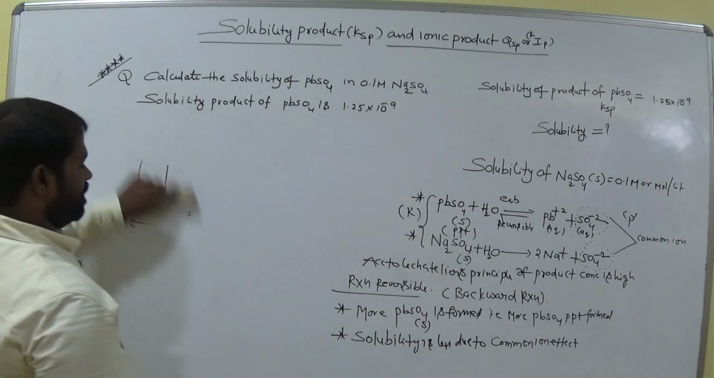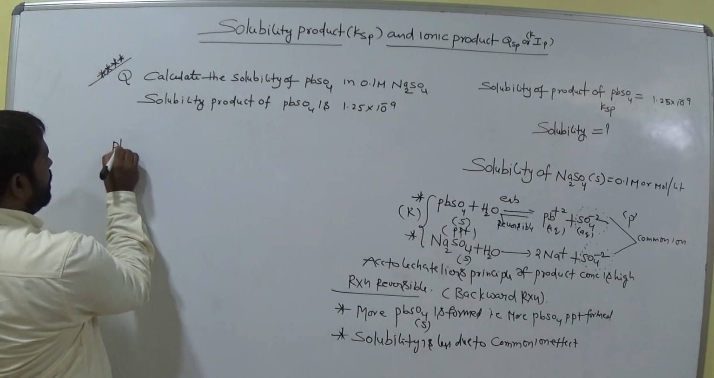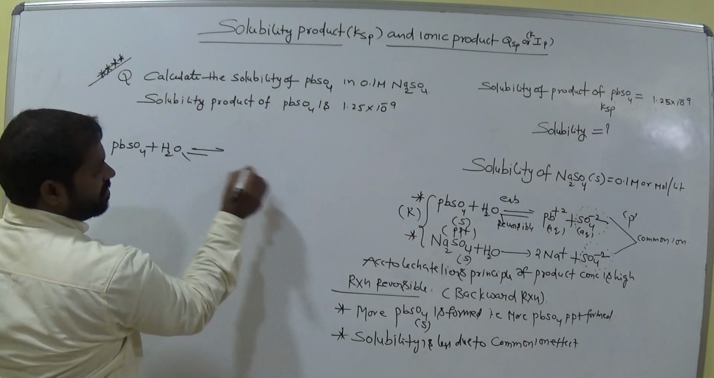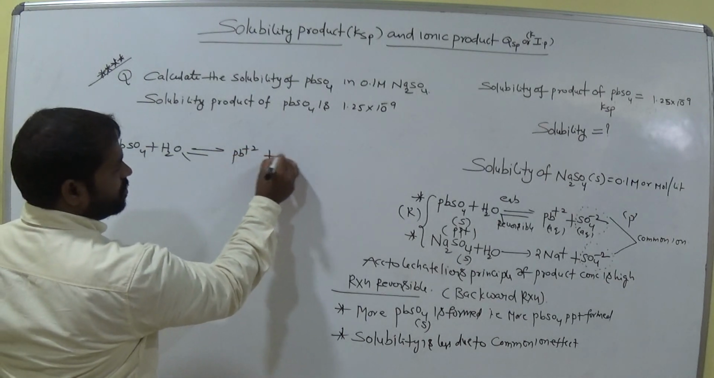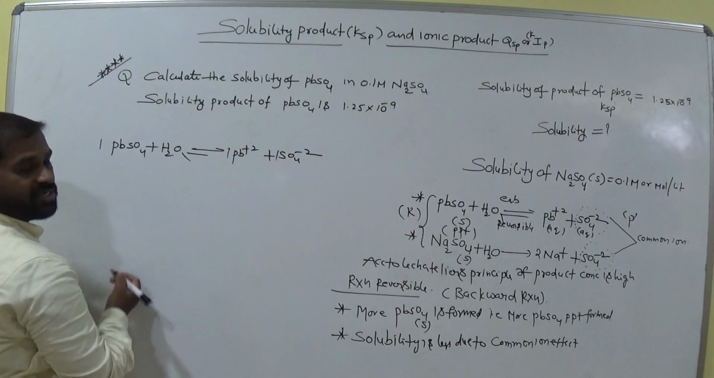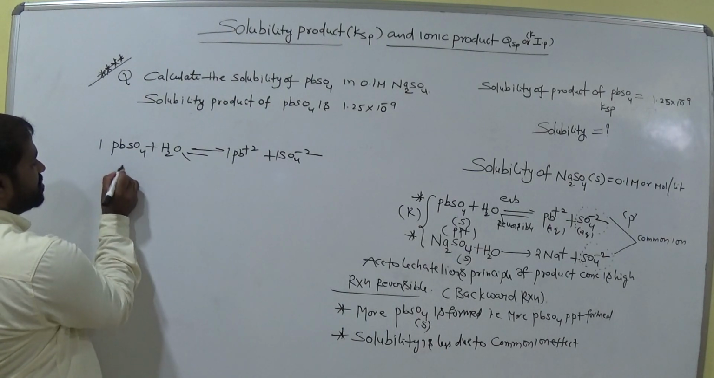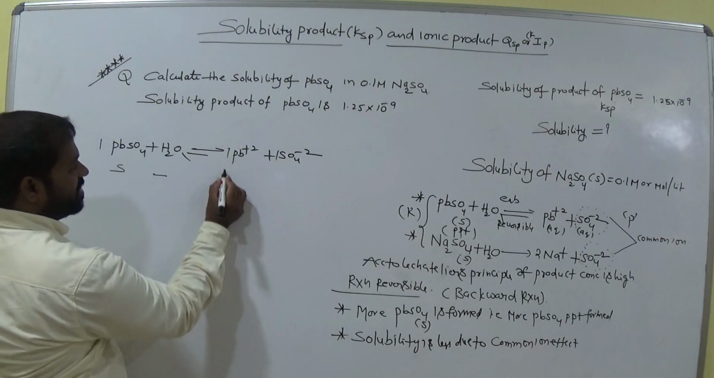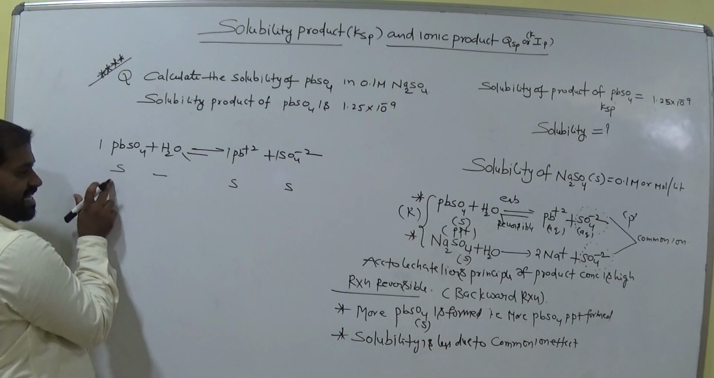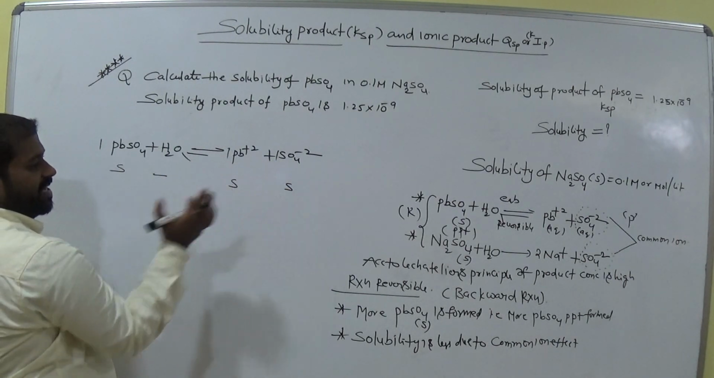The short trick. Now the first compound is PbSO4 plus H2O, reversible. What does it give? Pb2+ plus SO4 2-. So it is 1 mole, 1 mole, 1 mole. Am I right? Short trick, direct. So solubility decreases. Now suppose its solubility is S, it is constant. What is 1 into S? 1 into S is the solubility. Clear? Let its solubility be taken as S. We don't know that value. So now 1 into S, 1 into S.